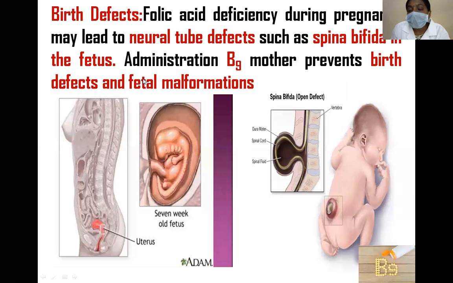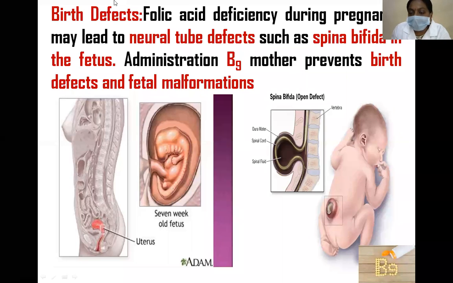Birth defects. Folic acid deficiency during pregnancy may lead to neural tube defects such as spina bifida of the fetus, and administration of B9 or folic acid to the mother prevents birth defects and fetal malformations. Seven-week-old fetus. Here the birth defects are mainly due to the deficiency of folic acid. By the administration of B9 or folic acid, the mother can prevent birth defects and fetal malformation.